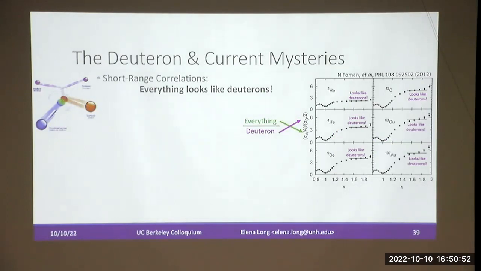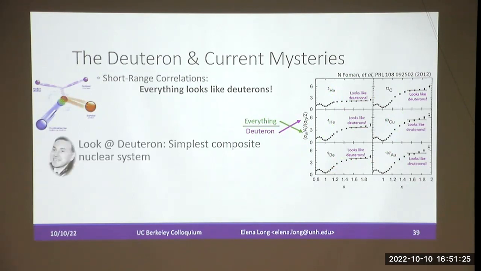Another thing we can look at, another interesting development in nuclear physics over the last couple decades, is something called short-range correlations. And the way that I like to think about this is, in short range correlations, everything seems to look like a deuteron. So if you take any nuclei, so helium, beryllium, carbon, copper, gold, and divide that by the cross section of the deuteron, there is a region where these become flat, meaning that there is a region in the cross section where every nucleus is looking like the deuteron.